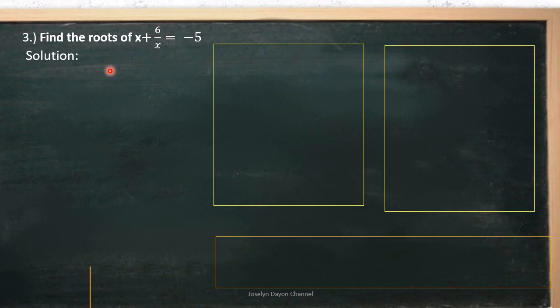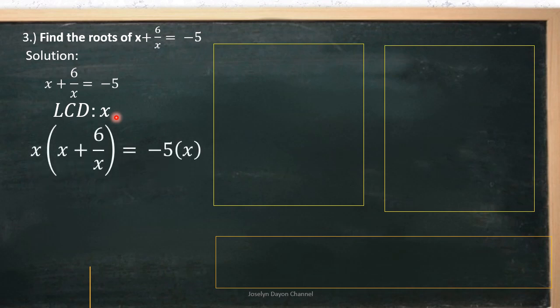First, we have to find the least common denominator. And for this example, our least common denominator is x. Why do we have x? The denominator of negative 5 is only 1, and the denominator of 6 over x is x. So therefore, our least common denominator is x. What shall we do with the least common denominator? Next, multiply both sides of the equation by x.